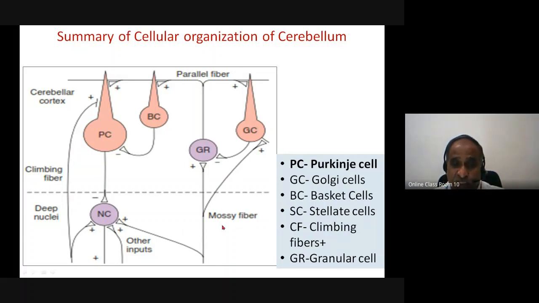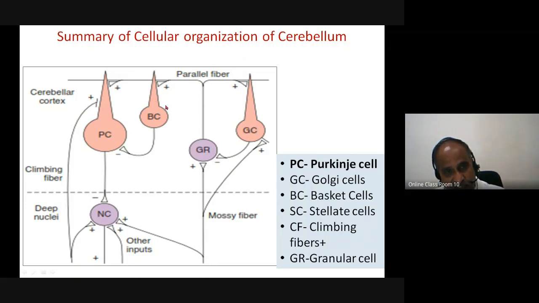These mossy inputs come either from the cerebrum, vestibular system, spinal cord, or the reticular system, and they activate the deep cerebellar nucleus and increase the impulse rate. At the same time, they activate the granular cell, and the granular cell in turn activates the BC cell, that is the basket cell, and it inhibits even before the excitation arrives. This is the feed-forward inhibition.